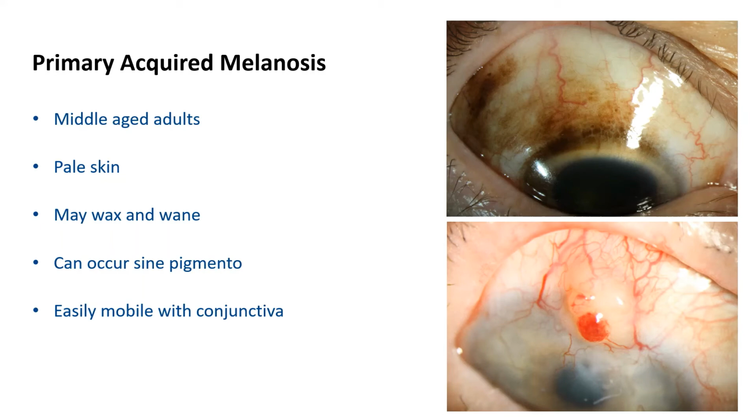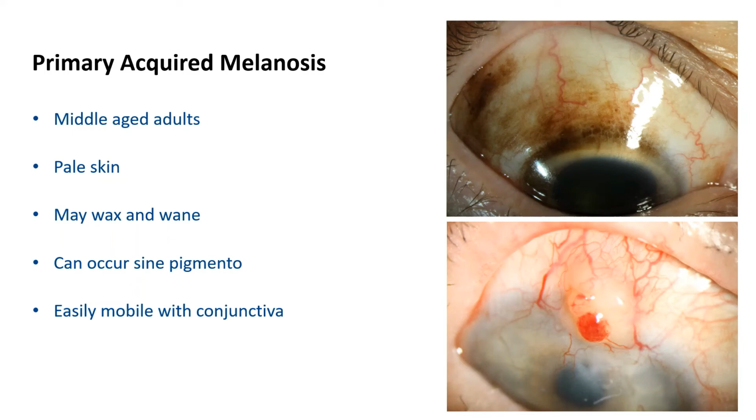And if you watch these patients over years and decades, as we often do, you find the pigmentation will come and go. New areas become prominent over years and old areas fade away. And although fairly rare, one can develop sine pigmento disease, which means without pigmentation. So this is pale areas on the surface, and that's difficult to know what is PAM and what isn't.